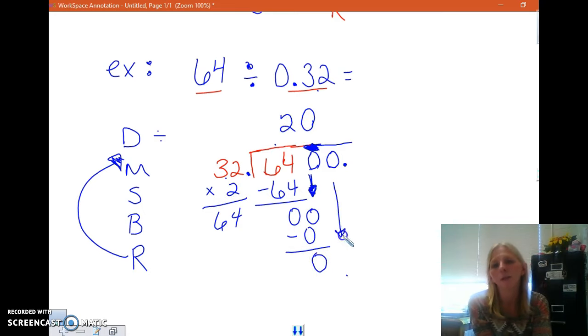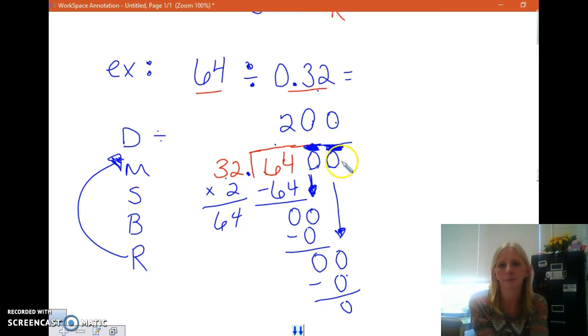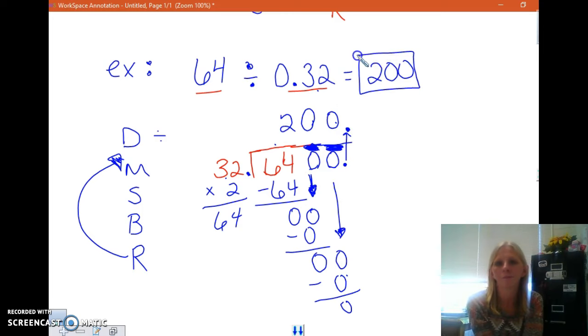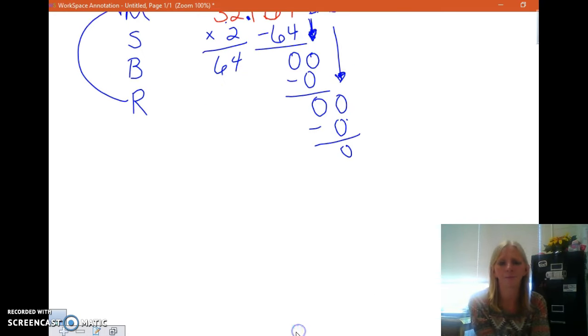We have one more 0 we have to bring down. Well, if we bring down, we have to put a number up here. So that's going to be 0. Okay. 0 times 32 is 0. We subtract, we get 0 again. Now we do not have any numbers that we have to bring down anymore. The decimal goes straight up. And our answer ends up being simply 200. Get it? Good. Let's try a harder one.